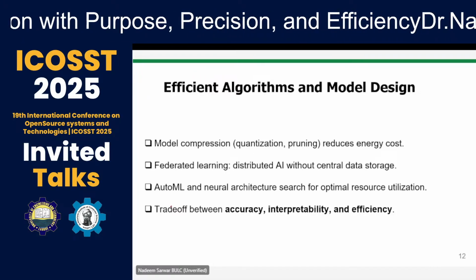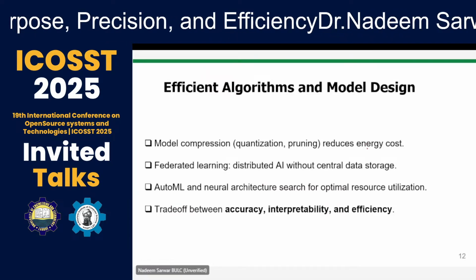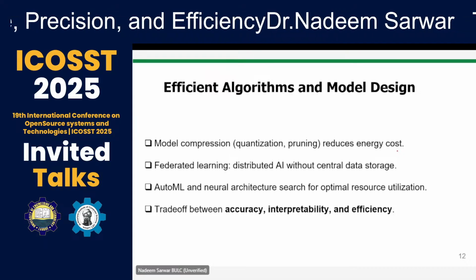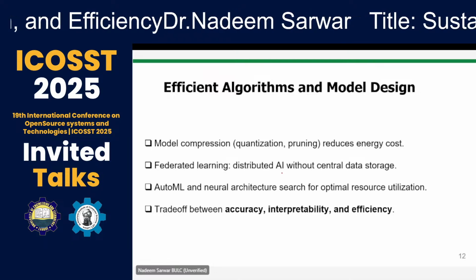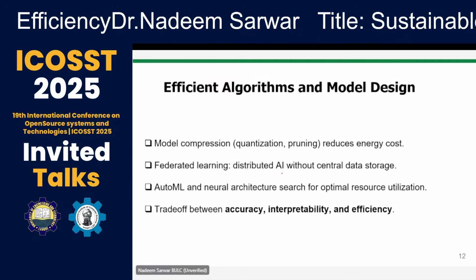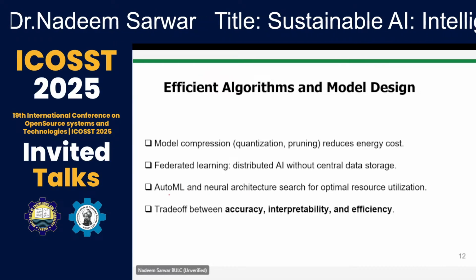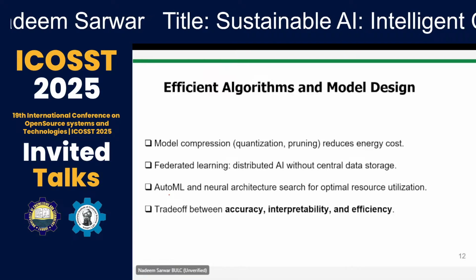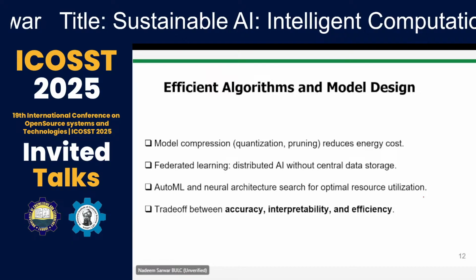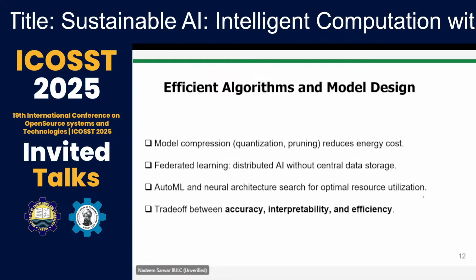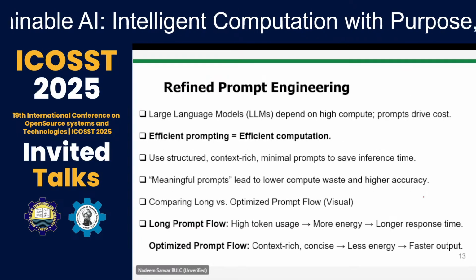Model compression techniques like quantization and pruning reduce energy cost. So our focus is to reduce energy cost. For this purpose, we can also use federated learning, which is distributed AI without central data storage. This concept is also very popular nowadays. We can also focus on AutoML and neural architecture search for optimized resource utilization, because these types of algorithms help us reduce energy cost. The trade-off between accuracy, interpretability, and efficiency will be achieved when we manage our algorithm efficiently.